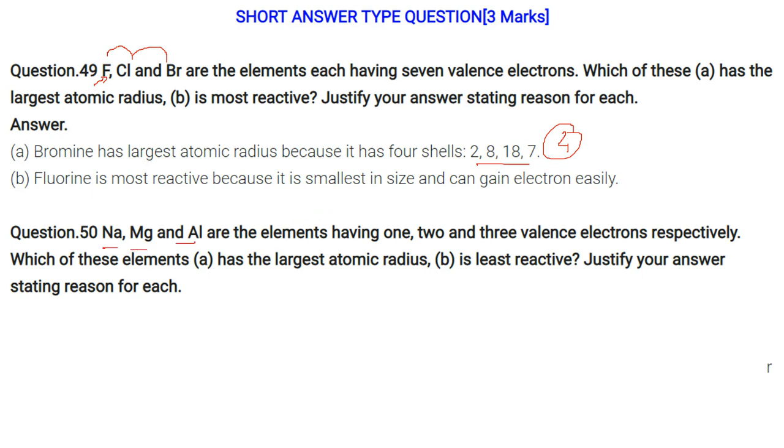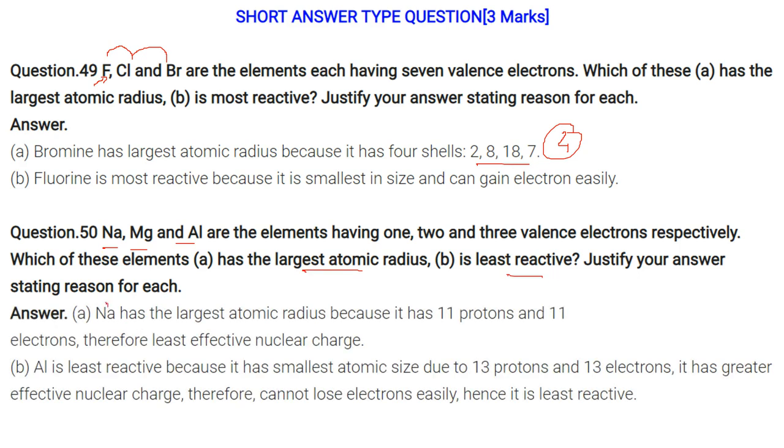Na, Mg, Al are the elements having 1, 2, 3 valence electrons respectively. Which of these elements has the largest atomic radius and is least reactive? Justify your answer stating reason for each. So sodium has the largest atomic radius because it has 11 protons and 11 electrons. Therefore, it has the least effective nuclear charge, sodium.